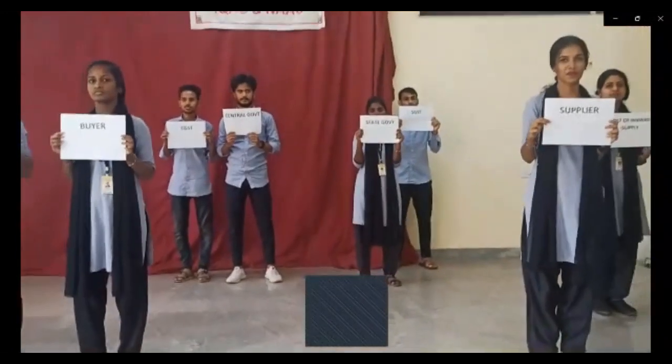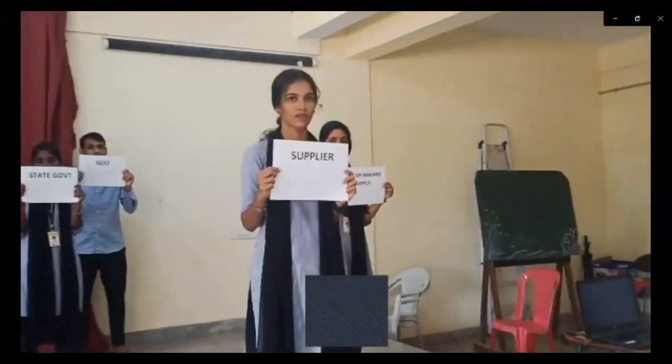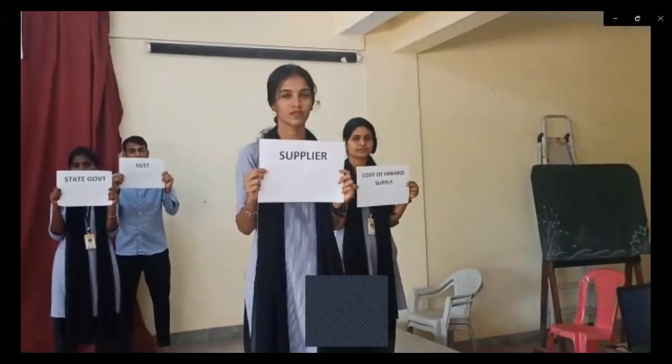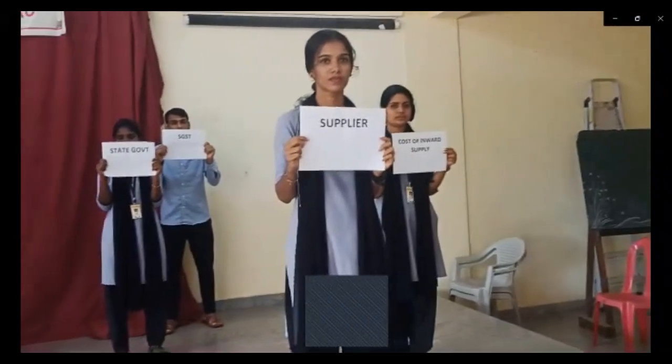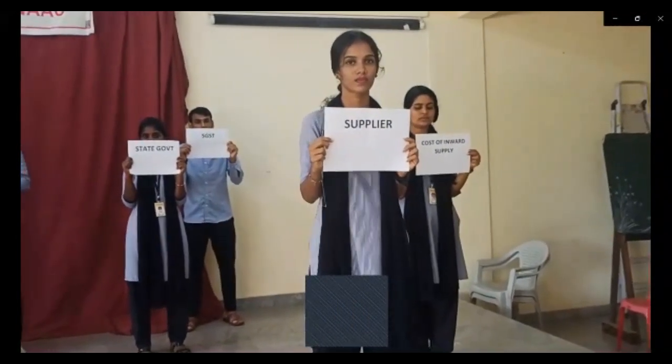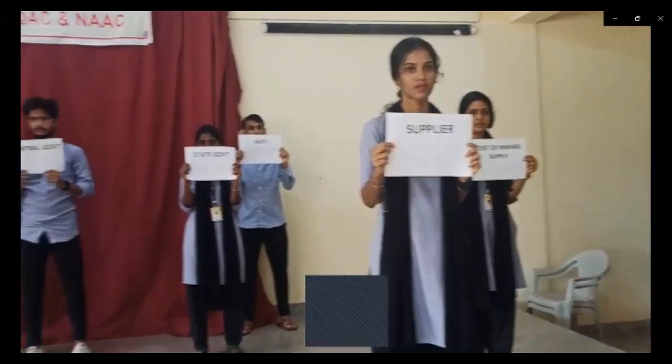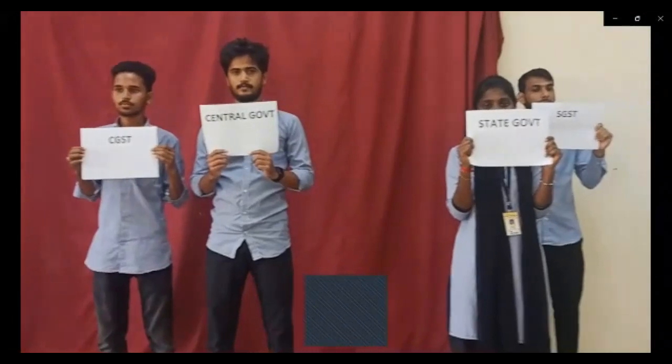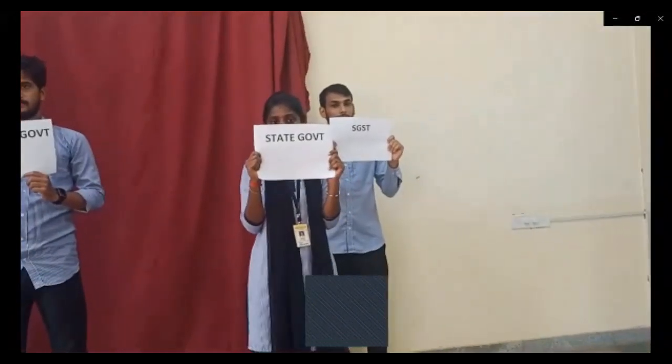So this is what happened in case of an intra-state transaction, where the buyer received the goods, whereas the supplier received both the cost of inward supply as well as GST amount. Within the due date of filing returns, the supplier will hand over half of the amount of GST, that is CGST, with the central government, and half of the amount, SGST, with the state government.